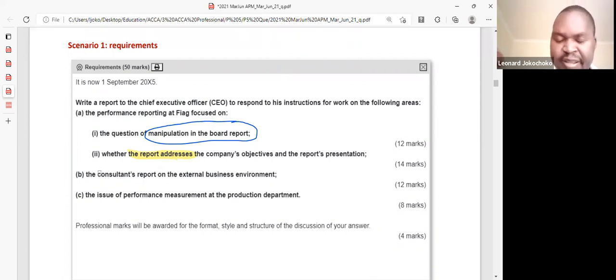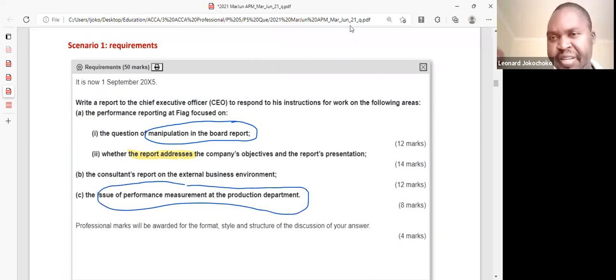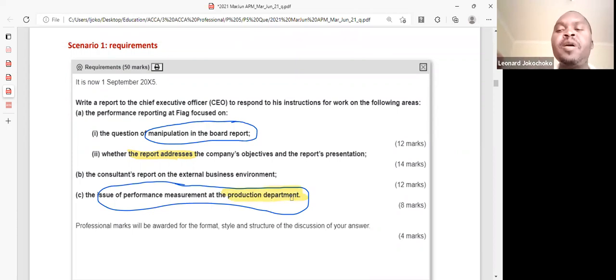We have a reference to a consultant here, but this time around it's covering something different. And the last element is performance measures in a particular division. This is a very specialized question. It's different from performance measures in general. You have to contextualize it to the production department. But you can say this topic is asked almost in every exam. Actually, it is asked in every exam. What you need here is a thorough understanding and a good approach to answering questions.